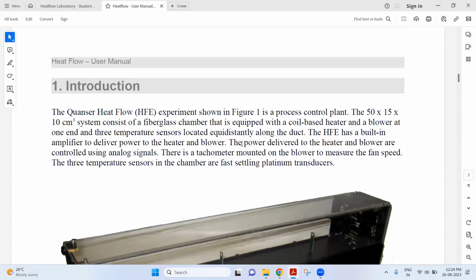Now you can see here it has a built-in amplifier. So what happens? An amplifier is a device which is used to increase the power of the heater and the blower. It is a small amplifier which will increase the power of the heater and the blower. So you can amplify the signal, amplify the power.